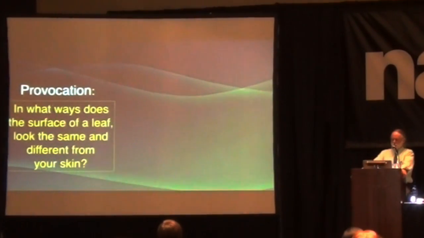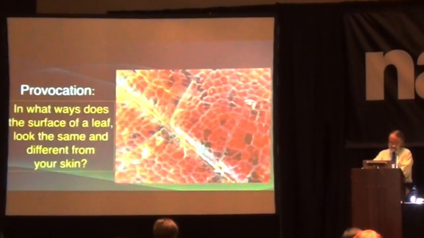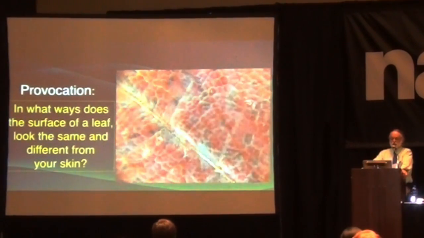Okay, so going back to some of the other inspection of the plants, in what ways does the surface of a leaf look the same or different from the surface of your skin? And as one of the students said, you can't really see the designs of the leaves without the microscope. And oh, that looks just like my skin.